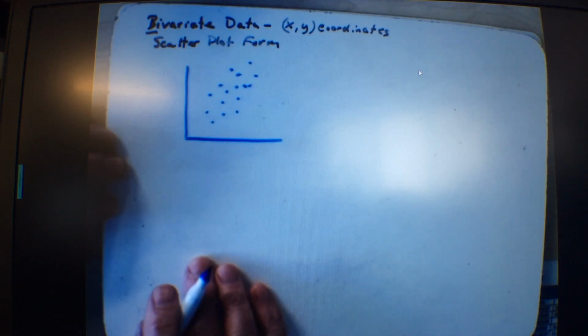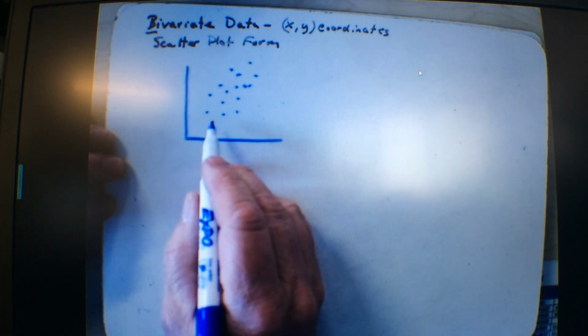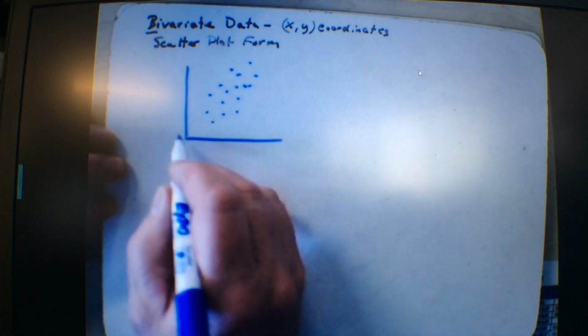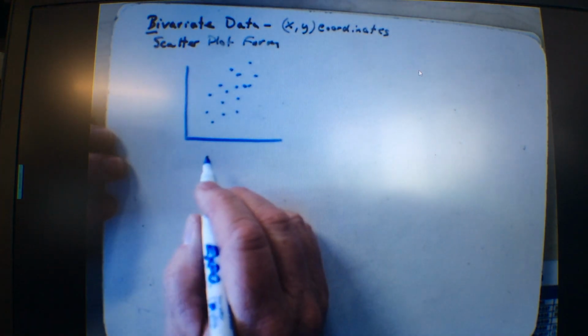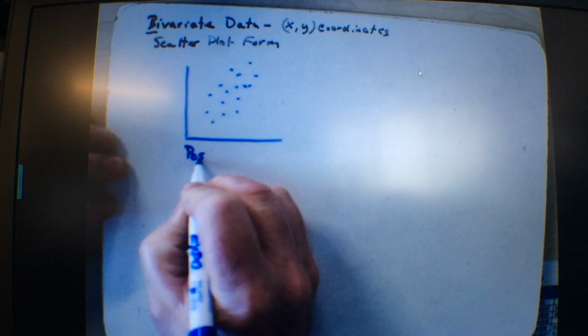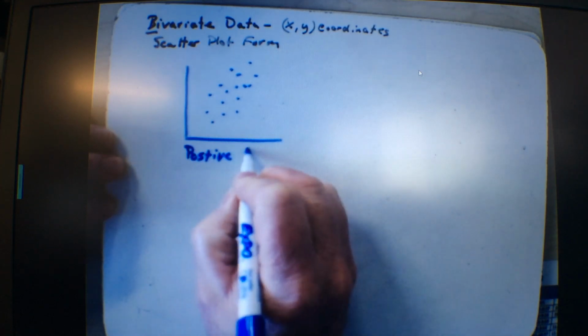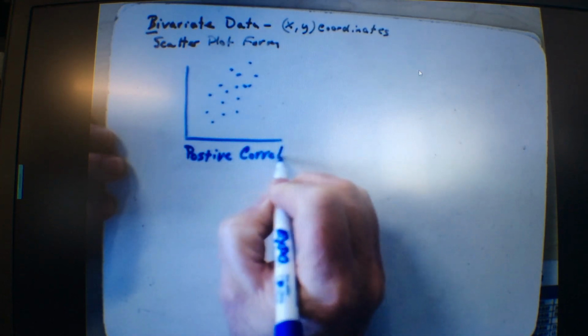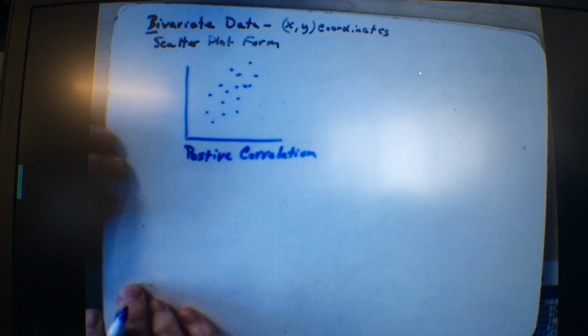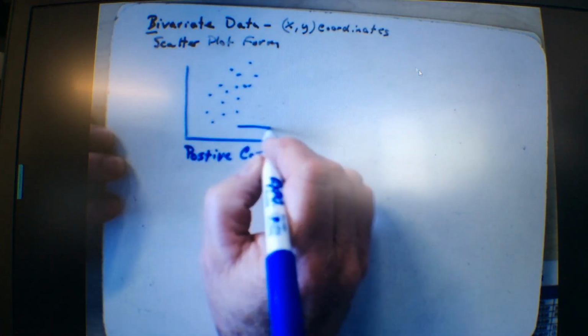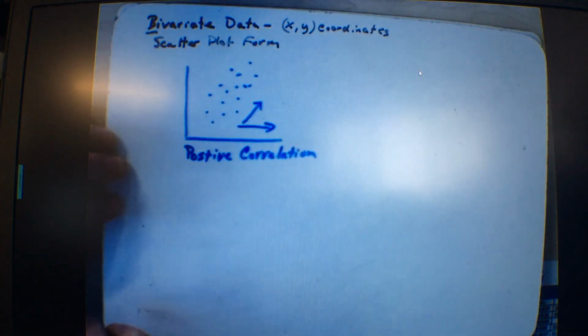Okay, now if you look at this scatter plot, the points as we go left to right are going up, right? This is what we call a positive correlation. Okay, now your book calls it an association also, but I don't know that I've ever heard an association. It is a positive correlation because as we go this way, the points are going up, okay?